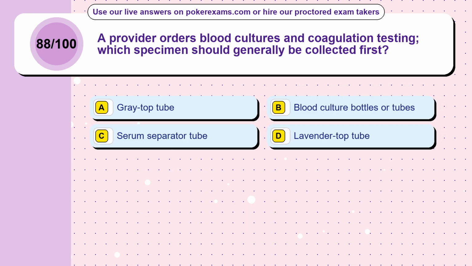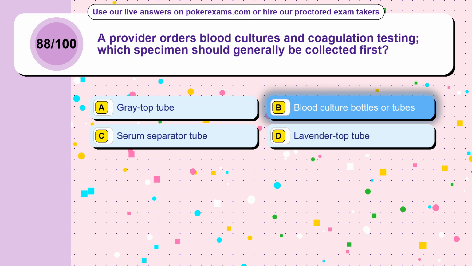Question 88. A provider orders blood cultures and coagulation testing. Which specimen should generally be collected first? Option A, gray top tube. Option B, blood culture bottles or tubes. Option C, serum separator tube. Option D, lavender top tube.